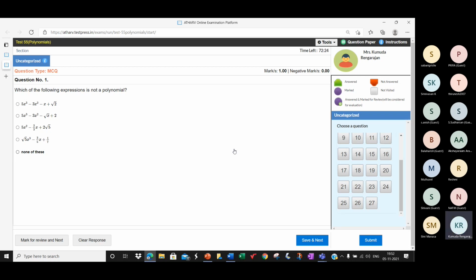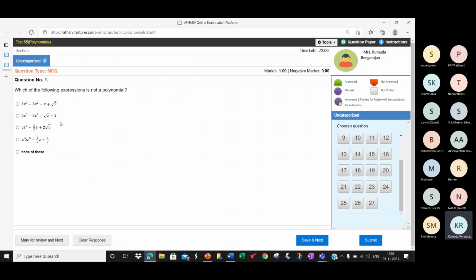See, it can be 2 root 5. It's not about the variable. Root 5 is not a variable there. Root 5 is a constant. 2 root 5, constant. Ignore that. We are only concerned about the power of the variable involved in every term.